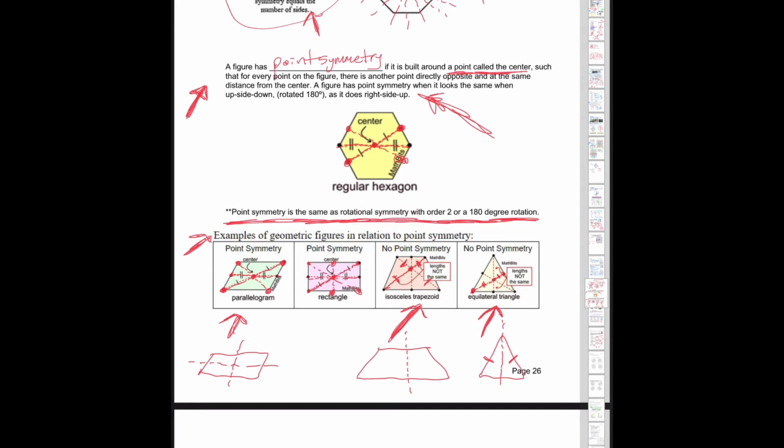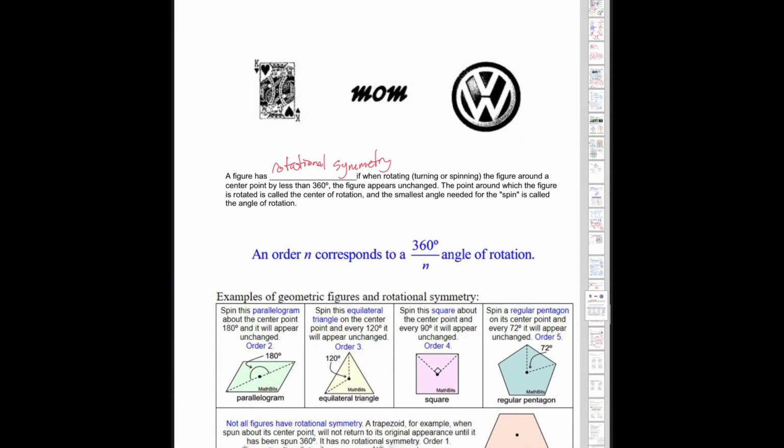The next type of symmetry we're going to look at is called rotational symmetry. Now this one might be a little bit confusing. So a figure has rotational symmetry if when rotating, aka turning or spinning the figure around a center point, by less than 360, the figure appears unchanged. So let's take a look at these examples up here. So a king card. If you were to spin this 180, aka flip the card upside down, it would still look like the same card. So this does have rotational symmetry.